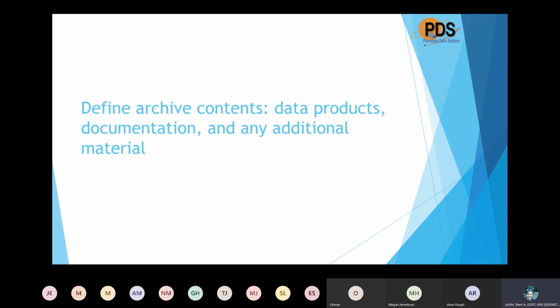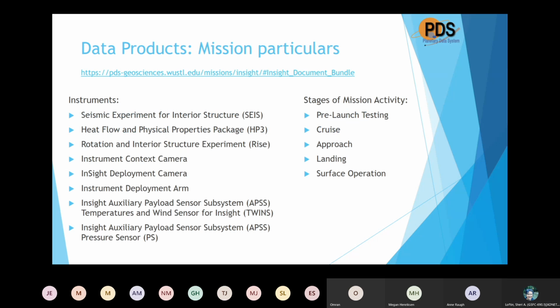Okay, so that first step, like we said, was to define your archive contents. This is your data products, your documentation. This also includes your data dictionaries. All of this, again, completed with the help of node personnel.